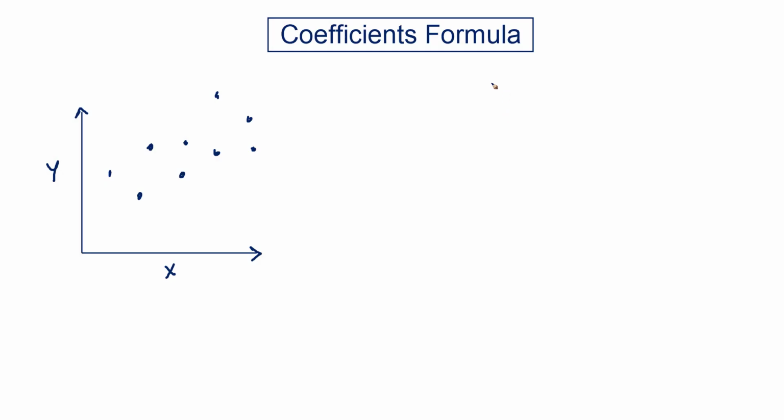Let's understand the formula for the linear regression coefficients. That is the formula for both alpha and the beta. Now, if you have simple linear regression, that is, you have just one x variable in your data, you will be able to compute the values of alpha and beta using this formula.